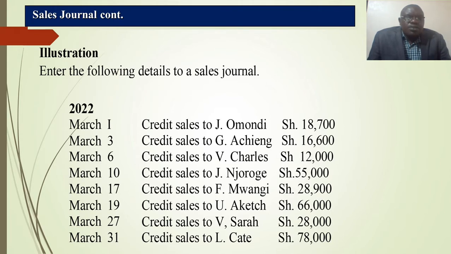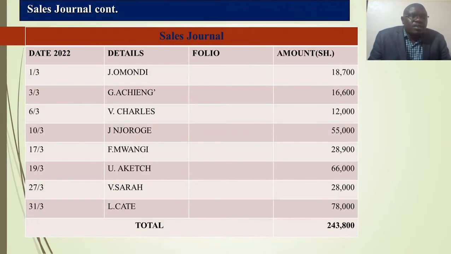Those are the transactions which have taken place in the month of March, the year 2022, and we are supposed to transfer the information into a sales journal. So how will our sales journal look like? It will look like this. The title is the sales journal. Usually the title is preceded by the name of the business. Now that the transactions were given without the name of the business, we simply write sales journal.